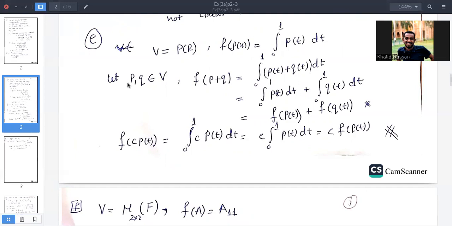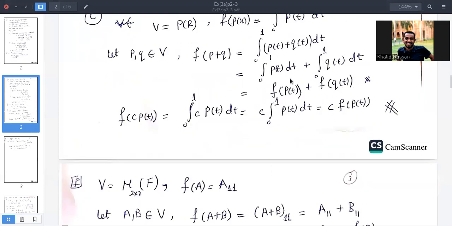So let P, Q be in V. As we did before, we take P and Q as two elements in V. Then F of P plus Q is the integral of P of T plus Q of T dt. Of course, the integral is a linear operator, so we can split it normally. So the integral splits into the integral from 0 to 1 of P of T dt plus the integral from 0 to 1 of Q of T dt. Hence this is actually F of P, this is F of Q, and then we check the first property.